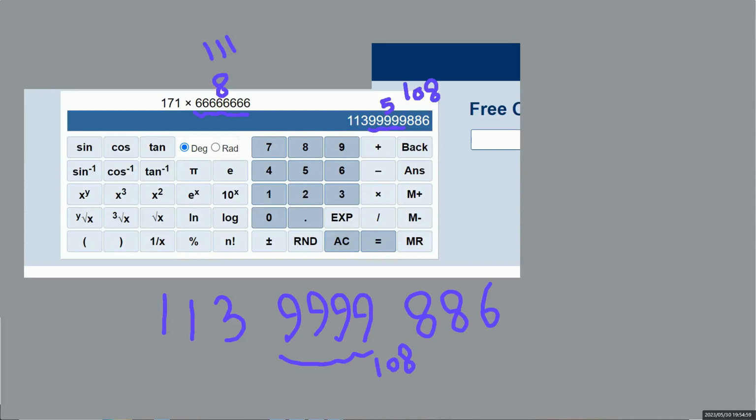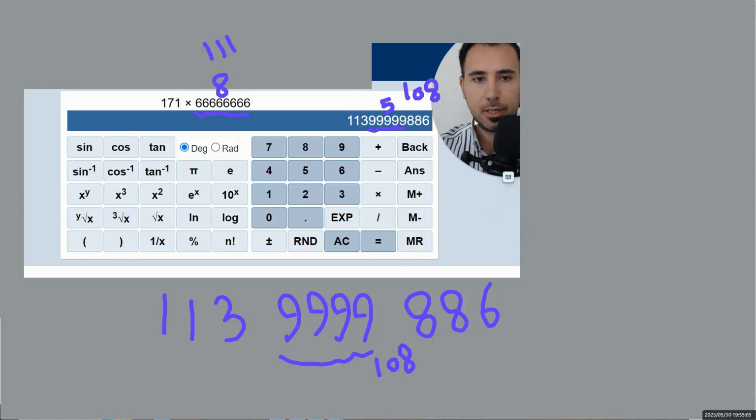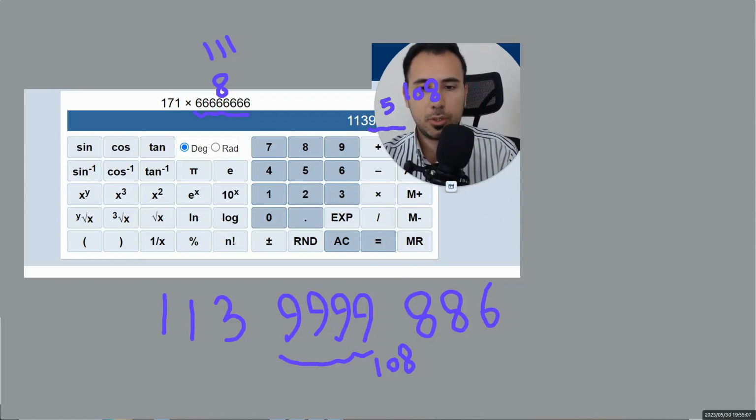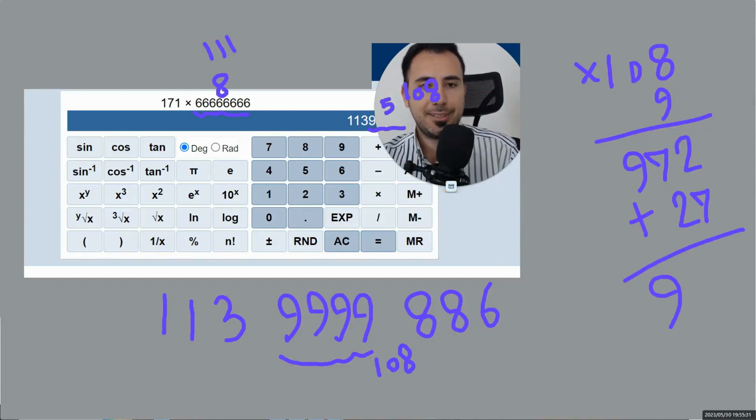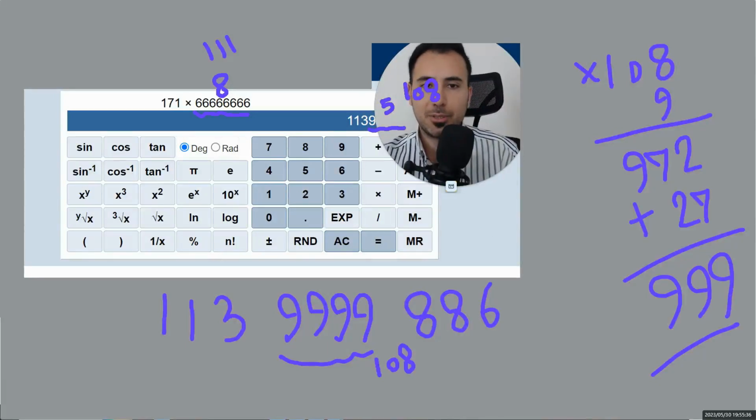So we just have to find the sum of all the digits. Okay, so 108 times 9, first of all, is going to be 972. Okay, plus these numbers. Okay, 16, 22, 25, 26, 27. So we add up these two. 999 is the right answer to this question, question 27.